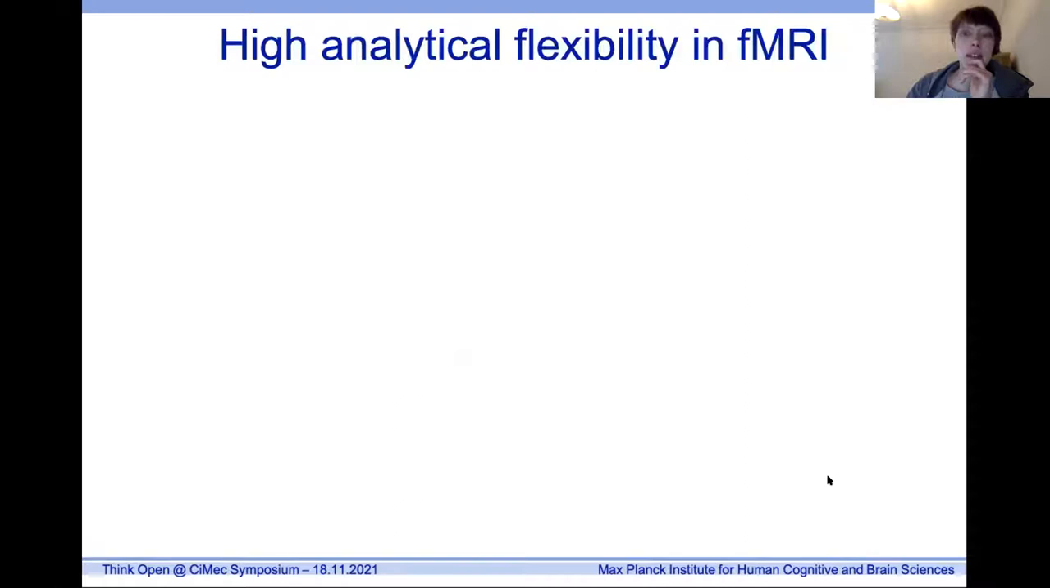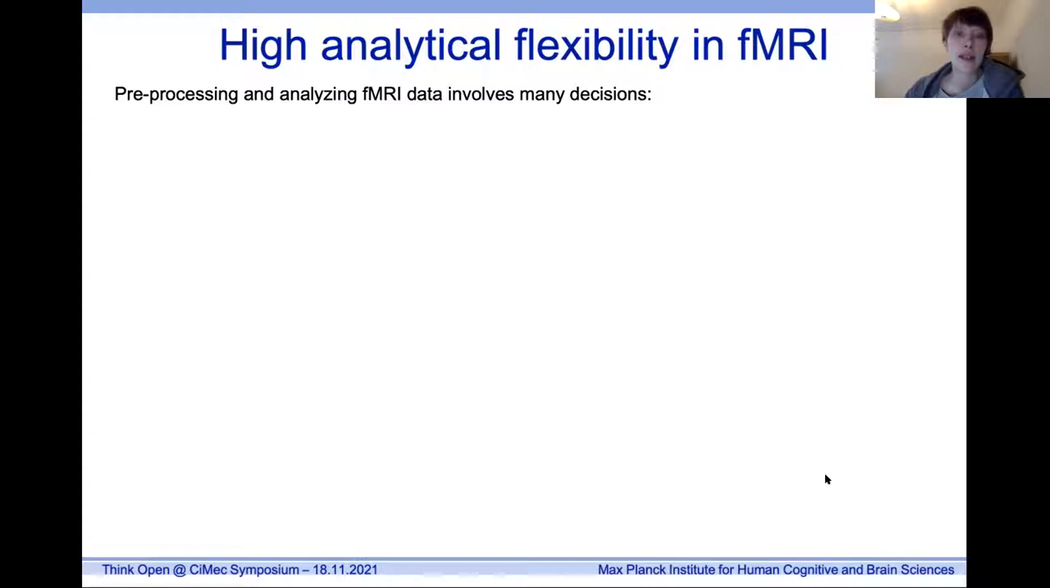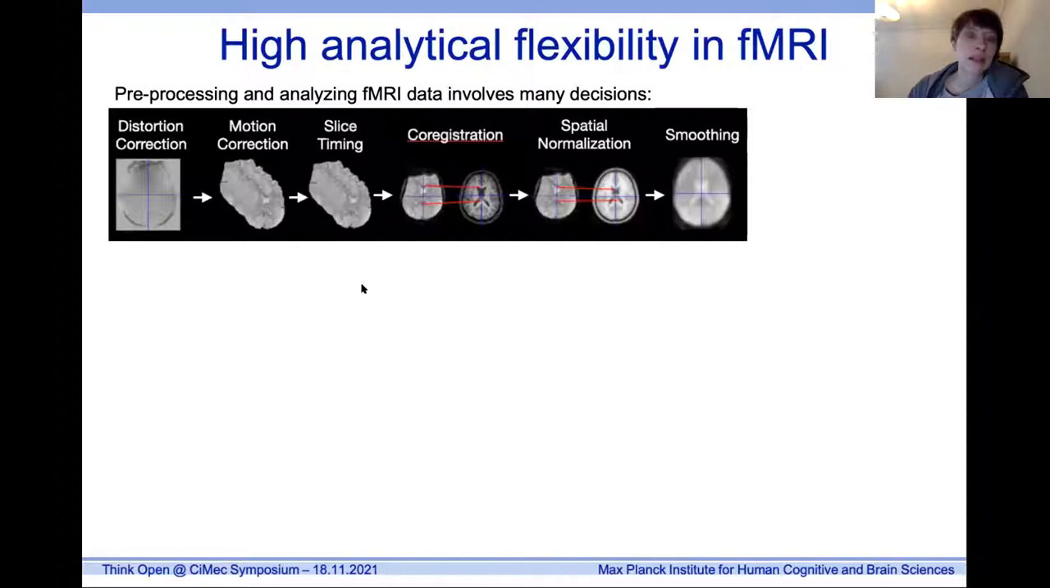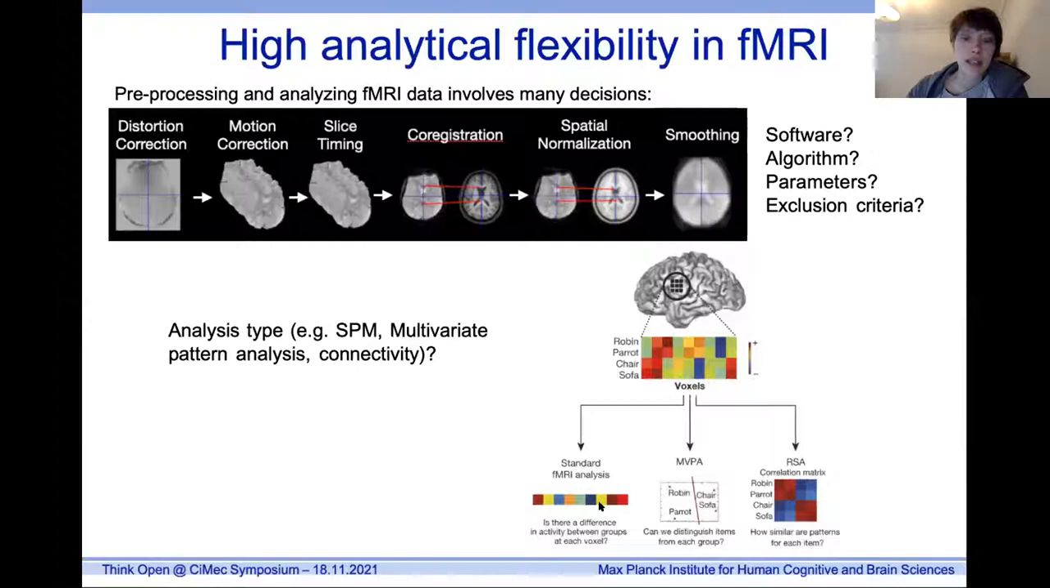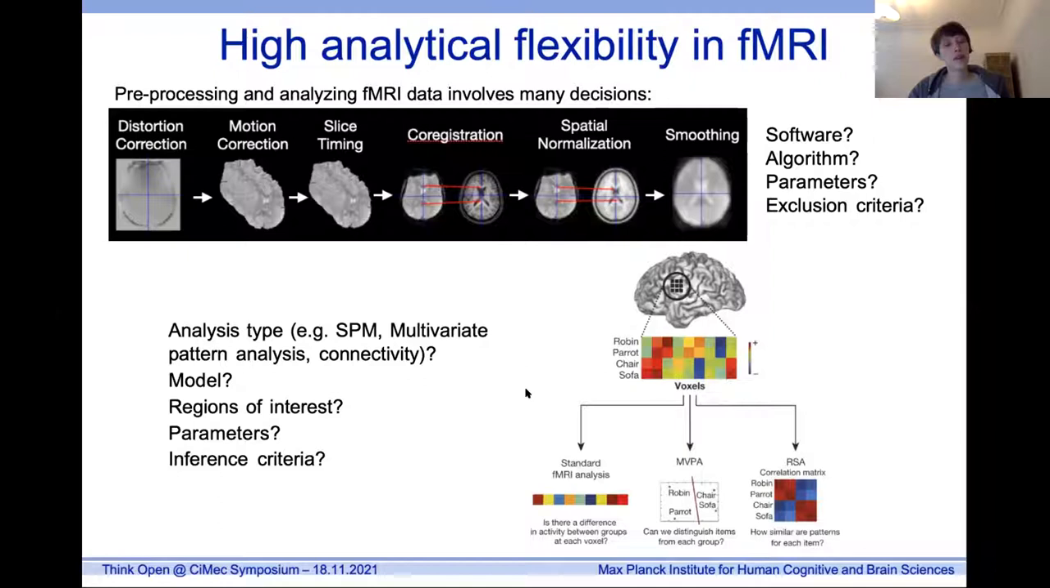Regarding high analytical flexibility in fMRI, you probably all know that pre-processing and analyzing fMRI data involves many decisions. When you think of a classical pre-processing pipeline, going from motion correction over slice timing, co-registration to smoothing, there are a lot of questions regarding software, algorithm and parameters, and exclusion criteria that you apply to head motion, for example. And then we come to the analysis type. There also you have a variety of possibilities: standard fMRI analysis, multivariate pattern analysis, similarity, connectivity, you name it. Also in the choice of the model and the regions of interest parameters, there's a lot of flexibility. And this flexibility actually matters.